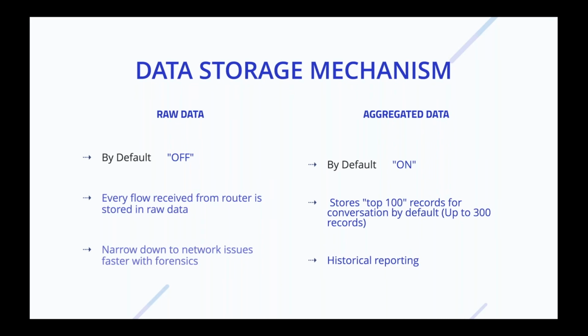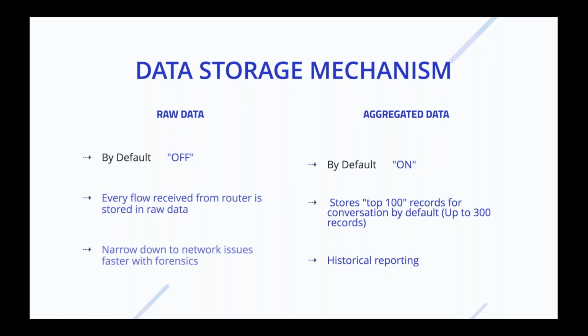And by default, the raw data will be turned off because the database size will increase exponentially if you save the raw data for a longer time. And we have the next type of data that is called aggregated data. The aggregated data will be turned on by default. You don't have the feasibility of turning it on and off. And it is used for historical reporting.